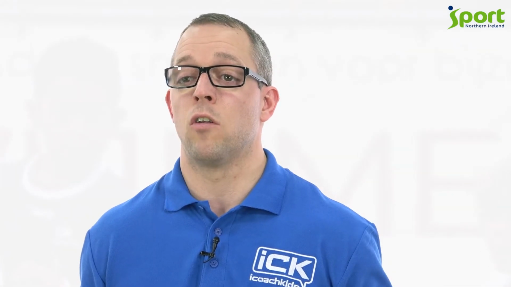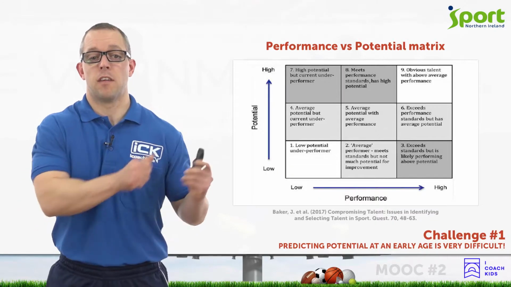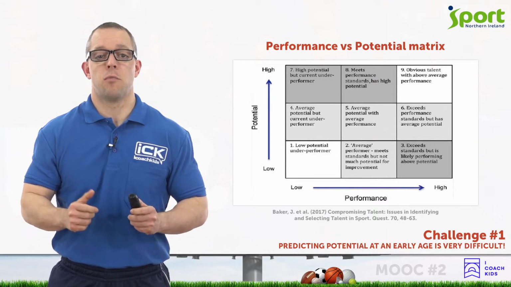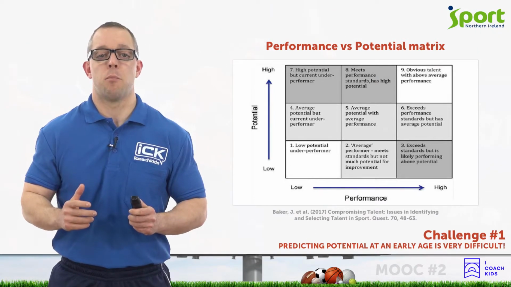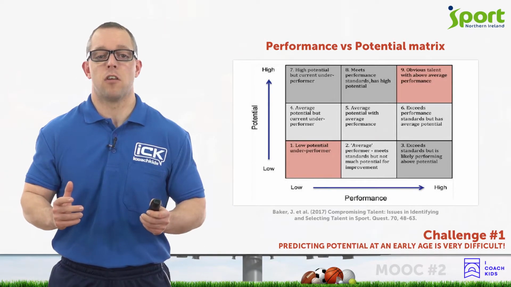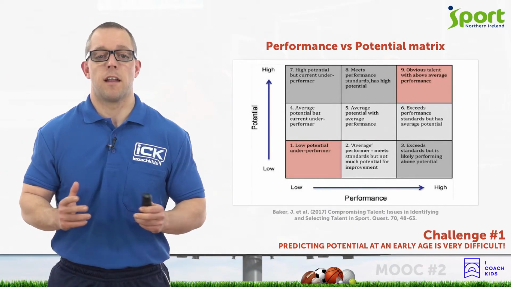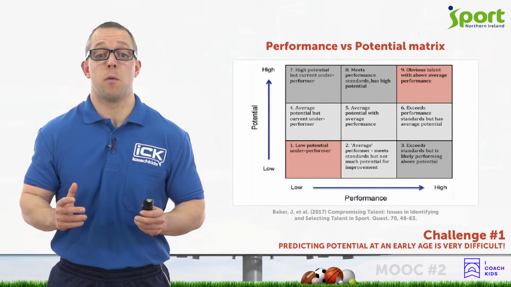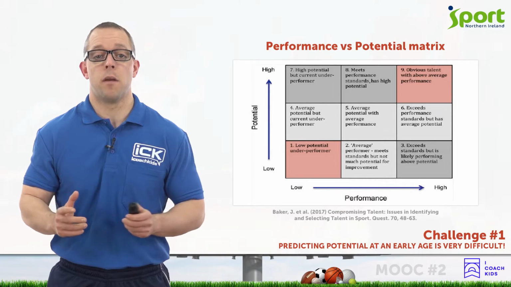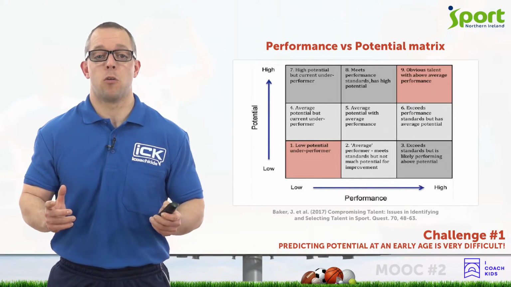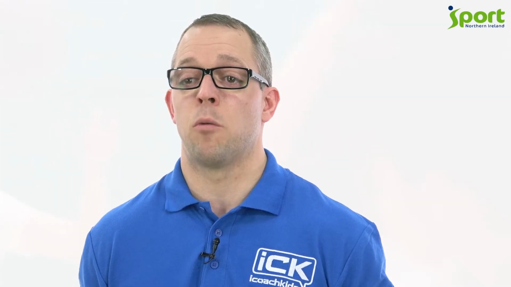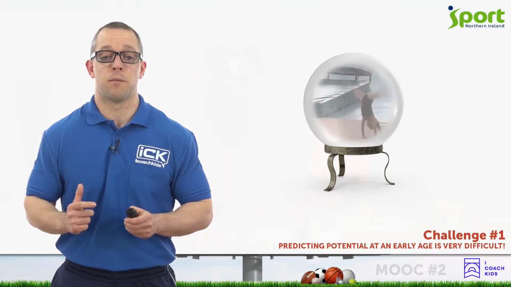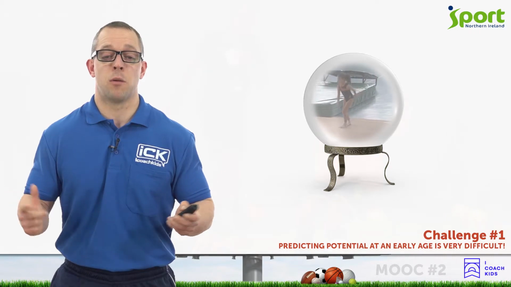What does potential look like? As you can see on the screen, Joseph Baker and colleagues presented a 3x3-way matrix of performance versus potential to help coaches classify athletes as high performing, high potential in box number 9 to low performing, low potential in box number 1. Overall, talent identification is very much about thinking about the future. So get out your crystal balls.